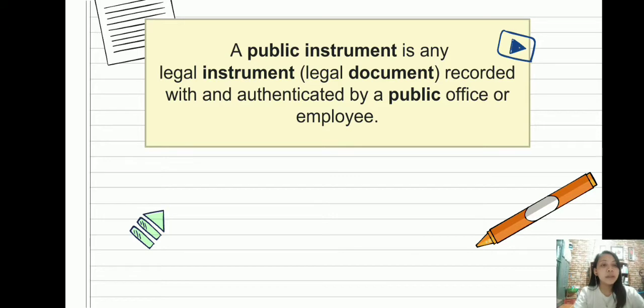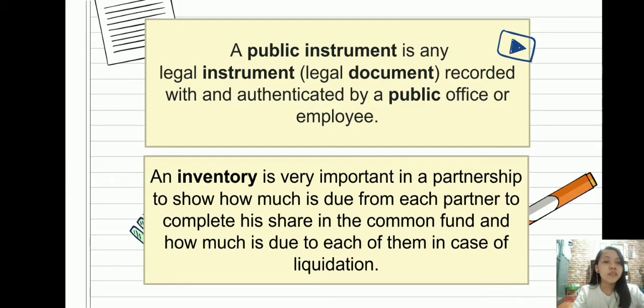So, ang public instrument, ang purpose nito is to inform the third person or the public na yung property na yun nag-i-exist, and yung immovable property na yun, mapapatunayan mo na sa'yo talaga yun and i-contribute mo sa partnership. It is to let the public be aware na yung property mo na yun, gagamitin mo sa partnership or i-contribute mo sa partnership. Next, an inventory.